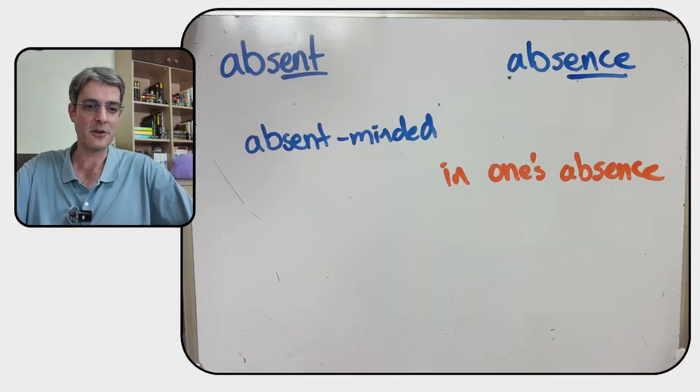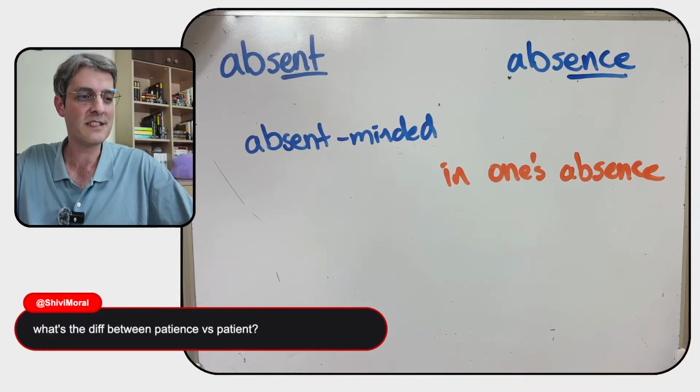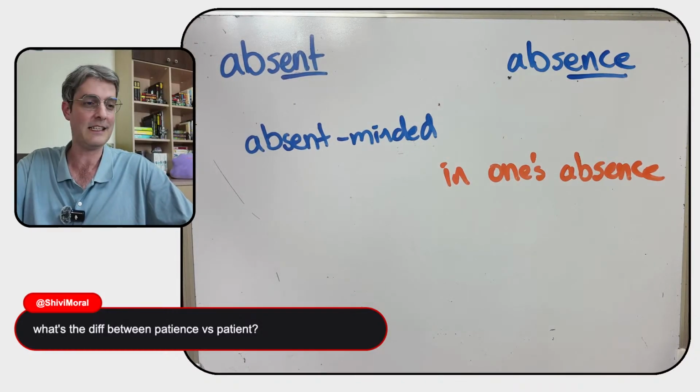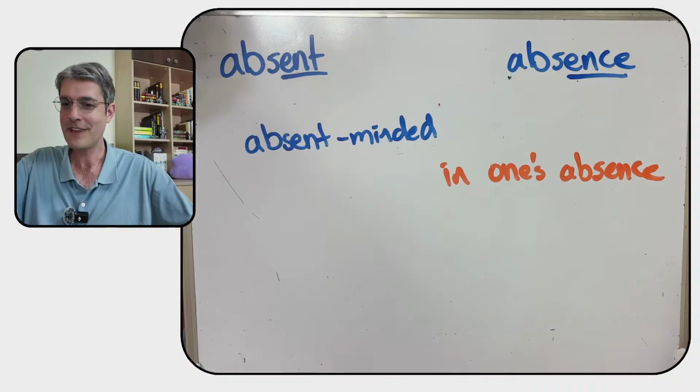So over here, we got a little question. It says, what's the difference between patience and patient? Patience ends in ence, that is a noun. He has a lot of patience. She has a lot of patience. And patient is an adjective. So he is patient. She is patient. That is the difference between patience and patient.